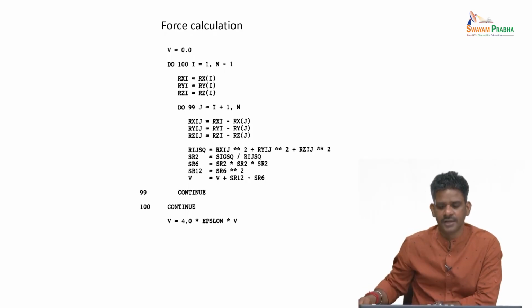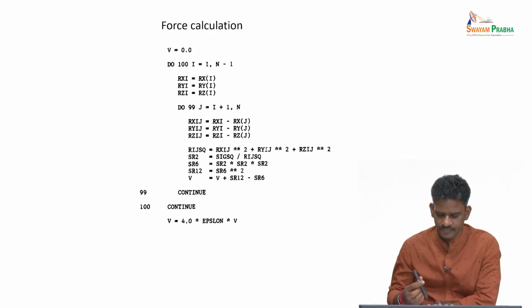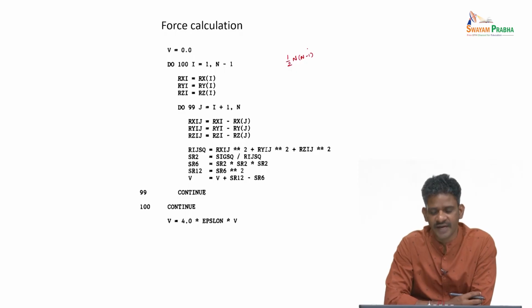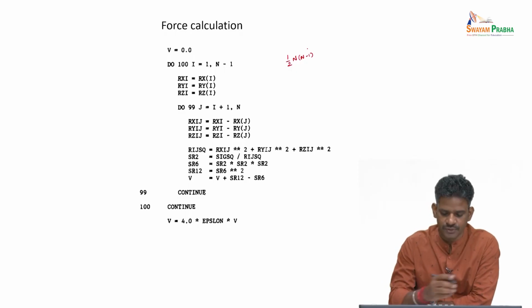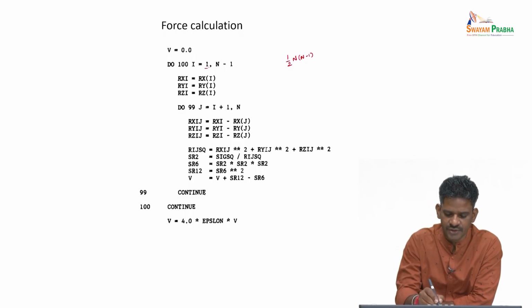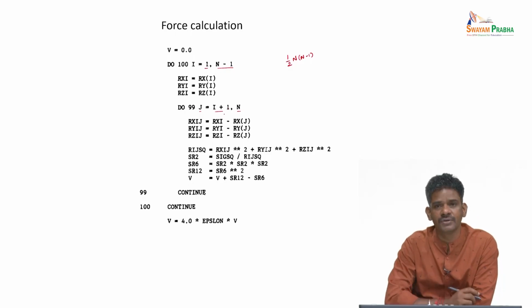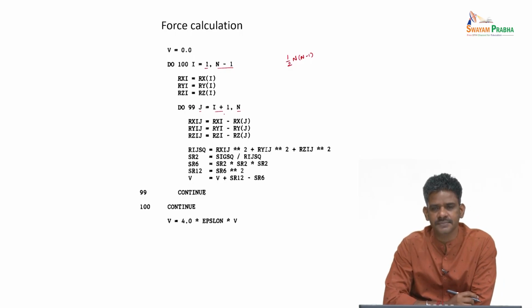So, this is an algorithm that shows the looping over n into n minus 1 number of pairs when you have n number of particles in the system. The first loop is over i equal to 1 to n minus 1, and the inner loop goes from j equal to i plus 1 to n. We do i plus 1 to n because we do not want to double count the force calculations.